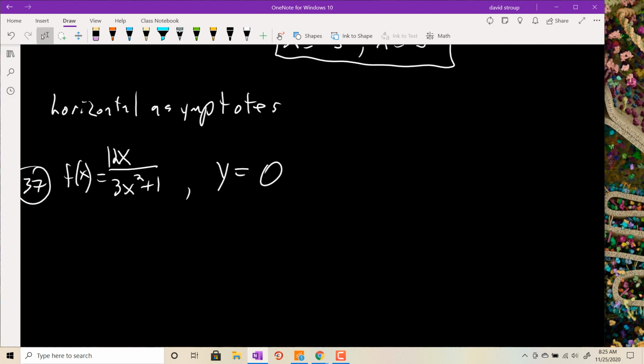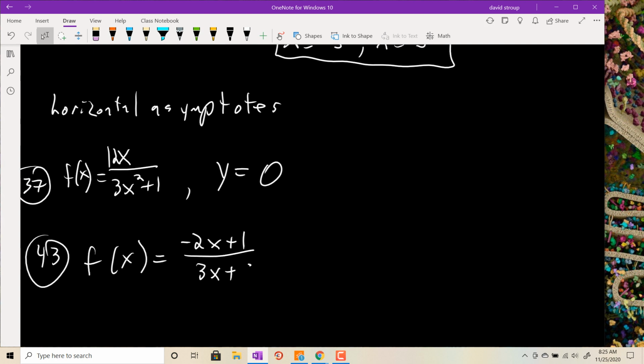Second case is when they have the same degree. Okay, so like number 43, f of x equals negative 2x plus 1 all over 3x plus 5. In that case, you could just take the leading coefficients of the high degree terms. So in the top, the negative 2x is the high degree term, so you just borrow the negative 2. And the denominator, the 3x is the high degree term, so you borrow the 3. And then your horizontal asymptote will be negative 2/3. Okay.